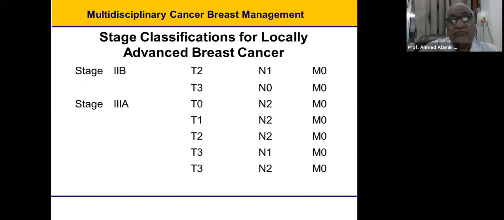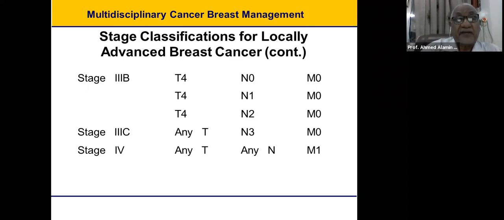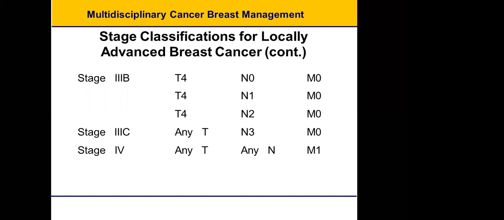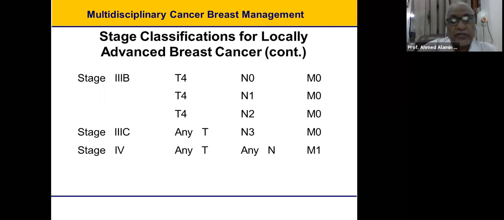Staging: locally advanced is at least 2B and 3A with all its subdivisions, and 3B and 3C. Stage 4 is usually not locally advanced. This is metastatic disease, but involvement of bone, 1 or 2 foci, does not prevent local treatment.